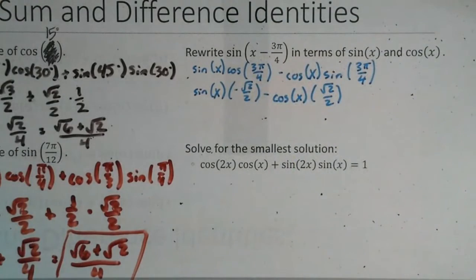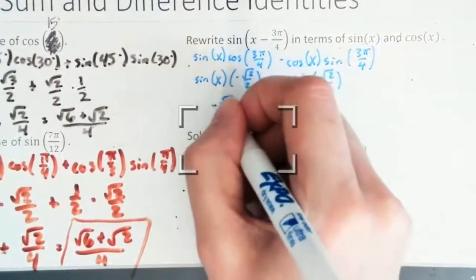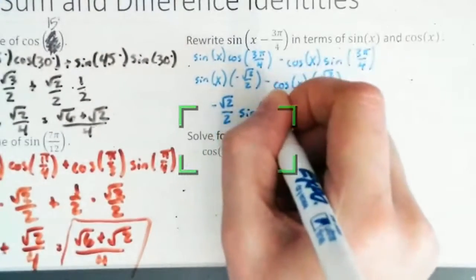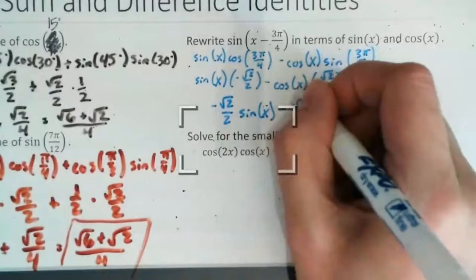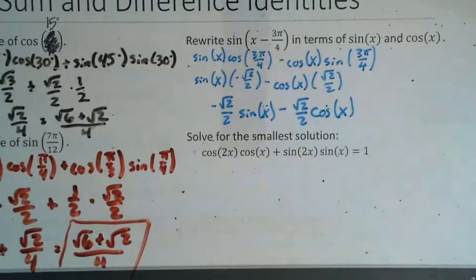I'm going to clean that up to make it look just a little bit nicer. I'm looking at negative square root of 2 over 2 times the sine of x minus the square root of 2 over 2 times the cosine of x. And that's what I'm looking for.